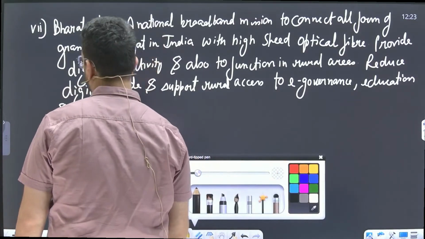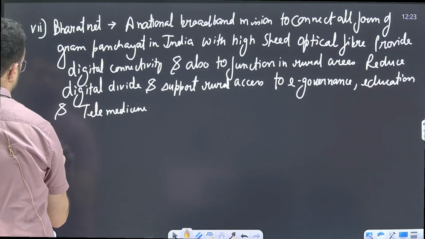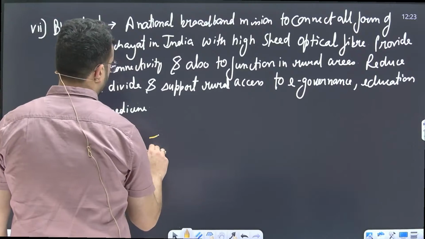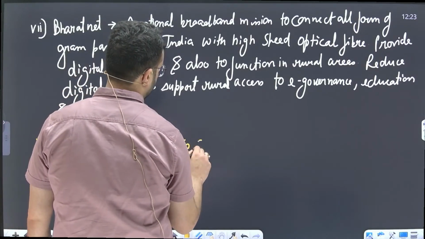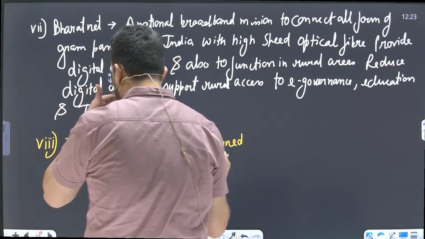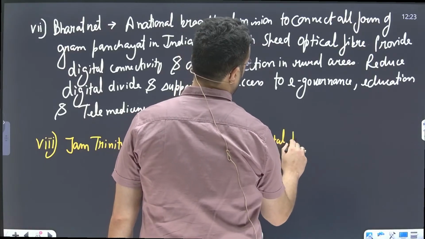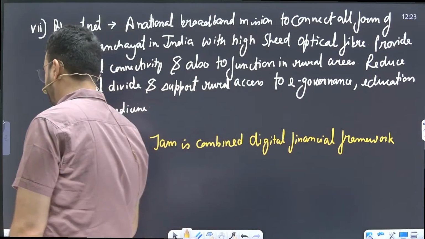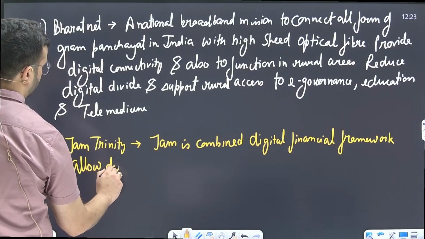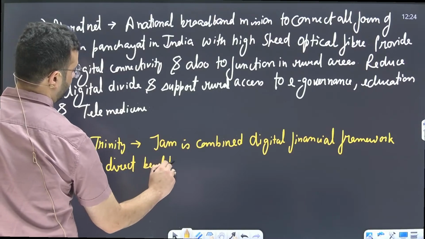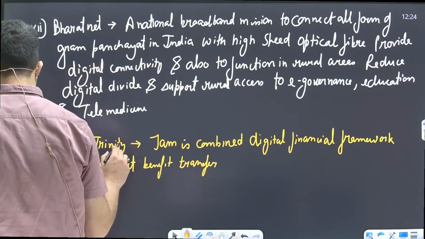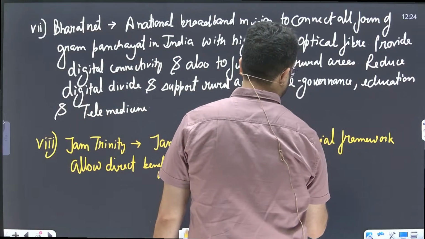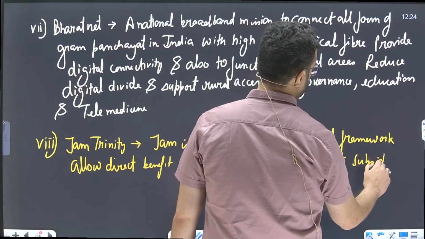Then next is eighth, Jam Trinity. What is Jam Trinity? Jam is combined Jandhan Aadhaar Mobile. It is a digital financial framework that allows direct benefit transfer in real time, and to get subsidies.